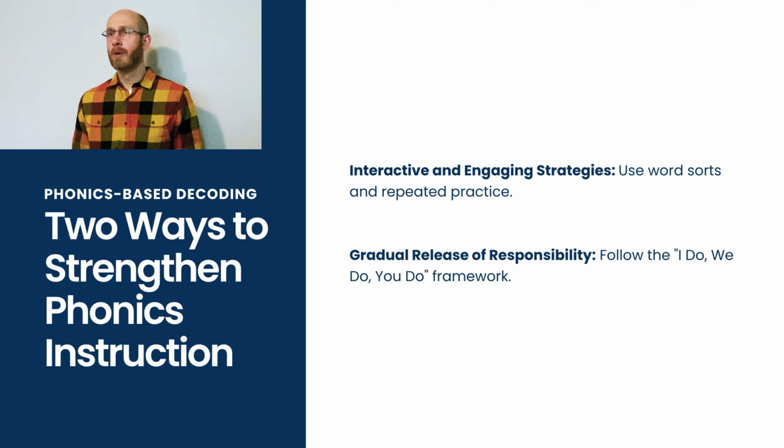Start with I do, where you model the skills while students observe. Then move to we do, where you practice the skill together with students, providing guidance as they participate. And finally, you do, where students practice independently, applying what they have learned. This gradual release helps build student confidence and mastery. By scaffolding learning, we ensure that students are supported until they are ready to demonstrate their skills independently. Encouraging independent practice with ongoing feedback is key to ensuring that phonics skills become automatic and transferable to real reading situations.